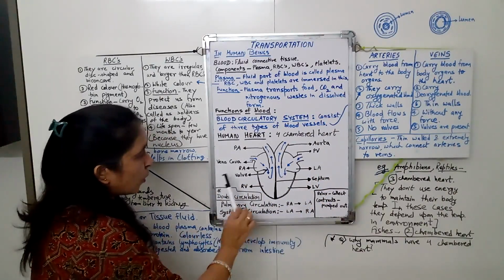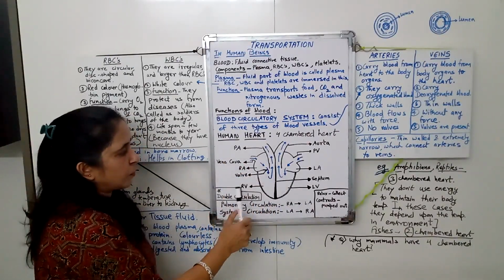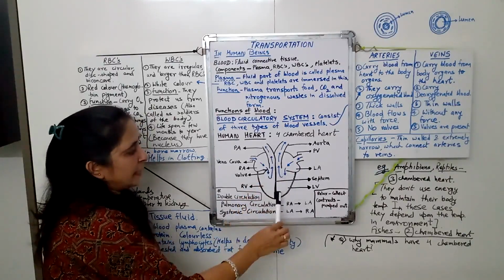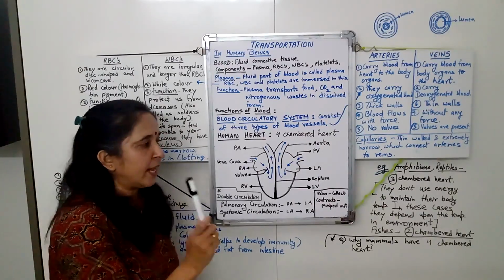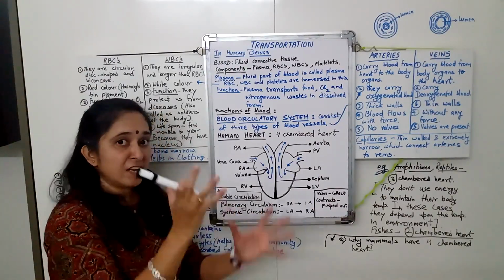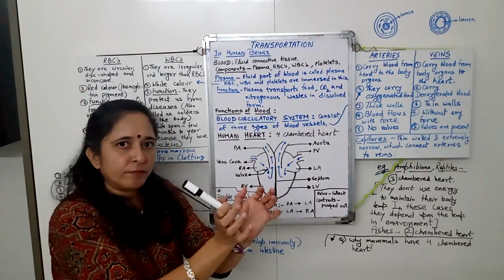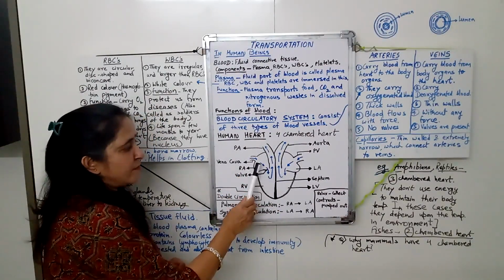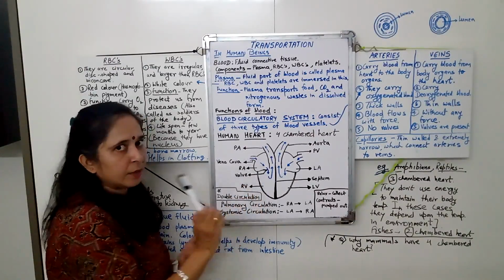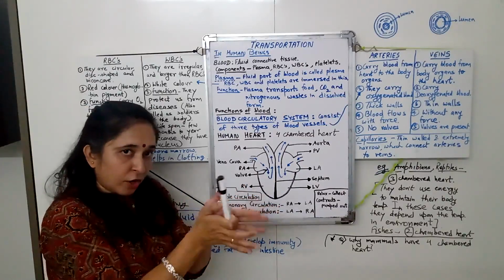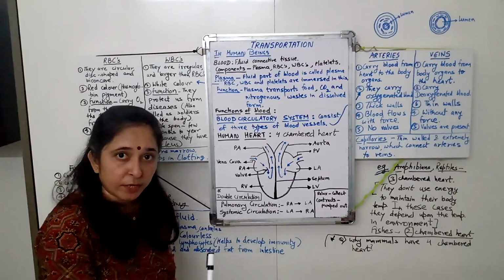Clear? Now, the function of the heart means the pumping action of the heart, or the blood flow that takes place with the help of relaxation and contraction. So when any part relaxes, it will collect the blood. When it contracts, it will pump out the blood. Fine. Suppose I will give an example. If the right atrium relaxes, it will collect the blood. Blood will enter into that. If it contracts, that will pump the blood into the right ventricle.